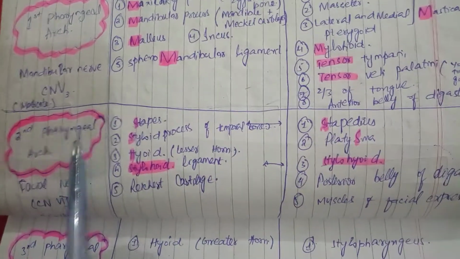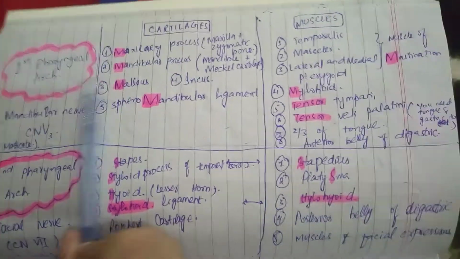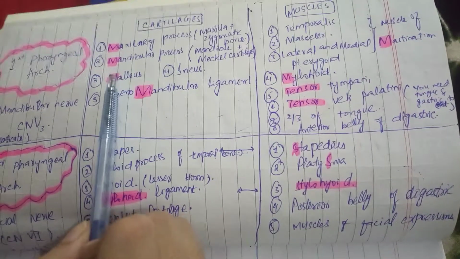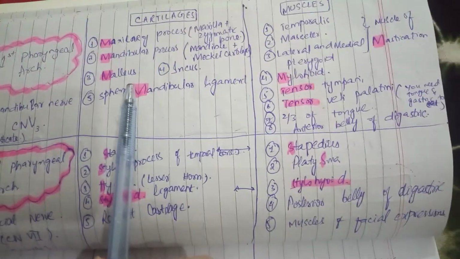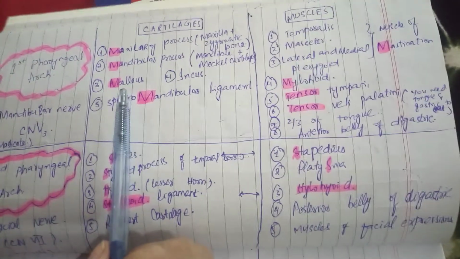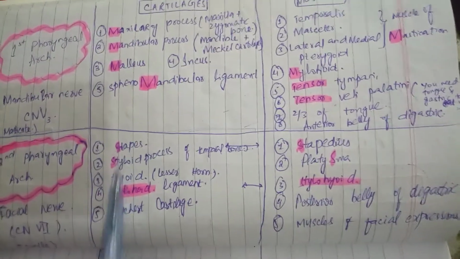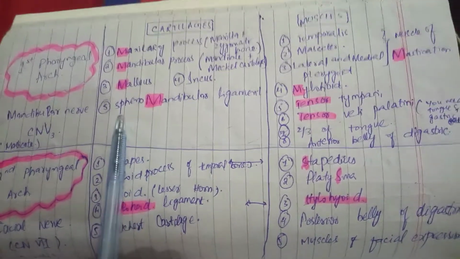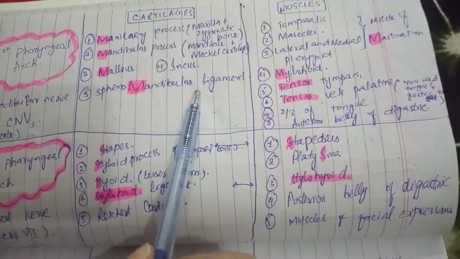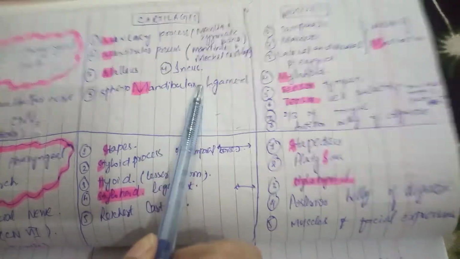Similarly, the second pharyngeal arch has Reichert's cartilage. You can remember it, first pharyngeal arch. Now the third one is the malleus, and if you remember, the 3 ossicles are in the ear: malleus, incus, and stapes. So stapes is here, and malleus and incus both are here. Now the fifth one is the sphenomandibular ligament. For the mandible, just remember the sphenomandibular ligament.